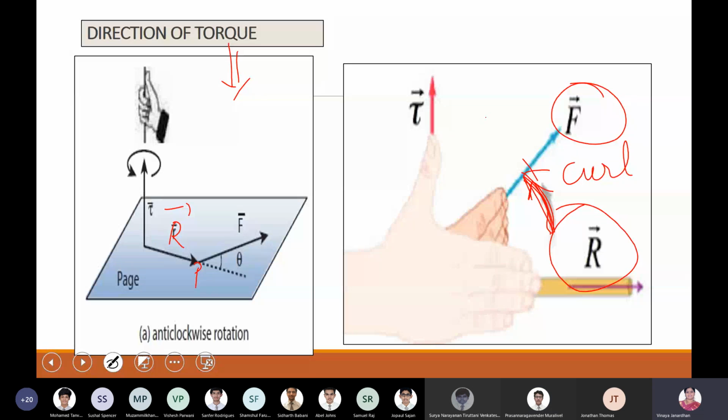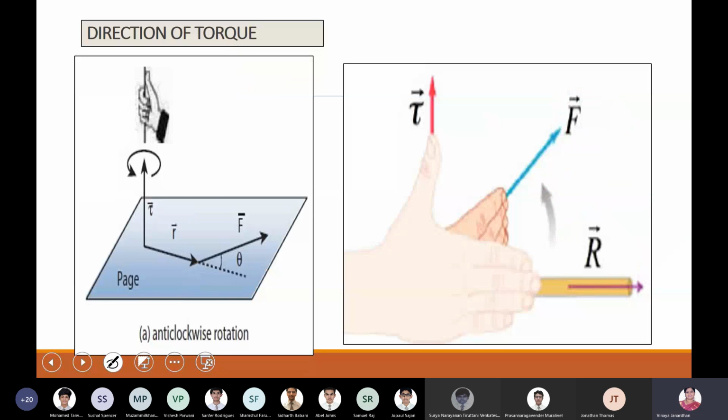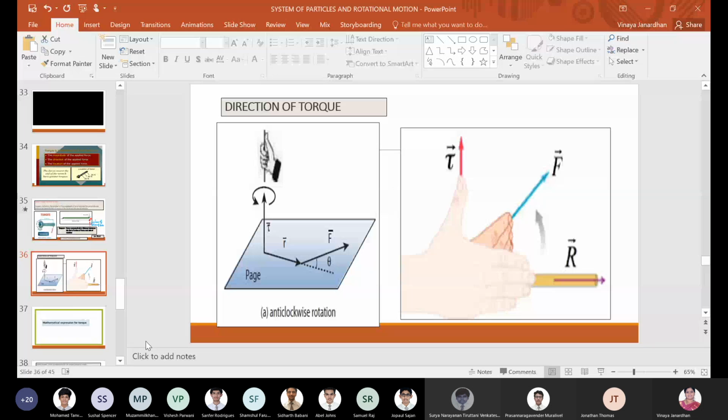R is the position vector, the distance of the particle from the axis of rotation. Is torque the cross product of force and position? Yes, the cross product of the R vector, the position vector, and the force vector.